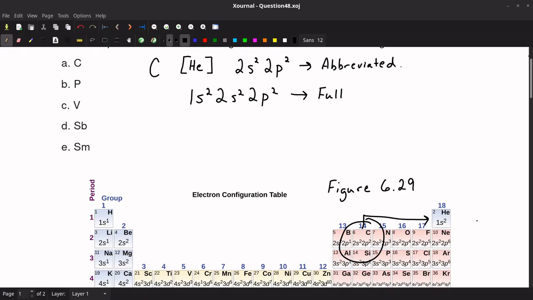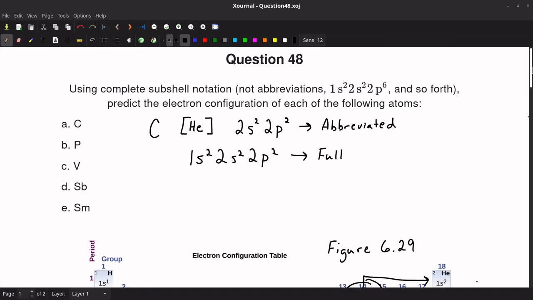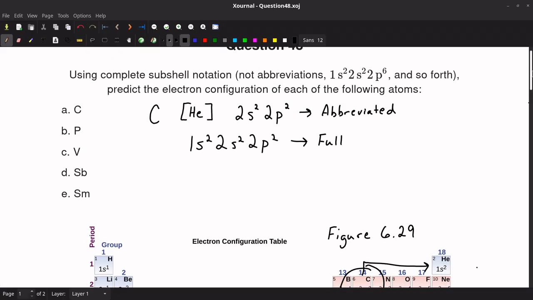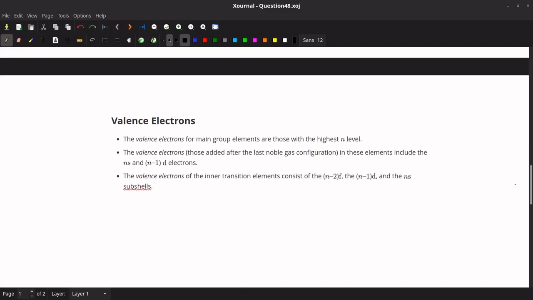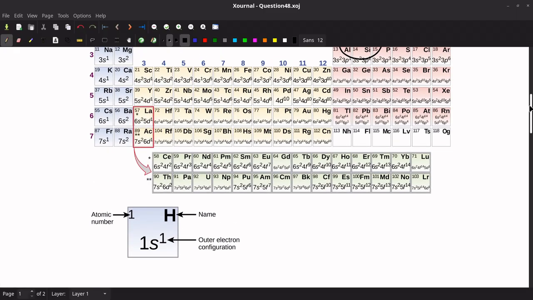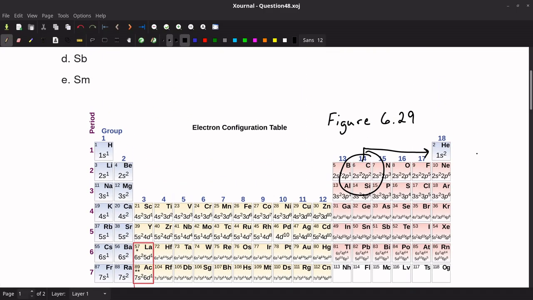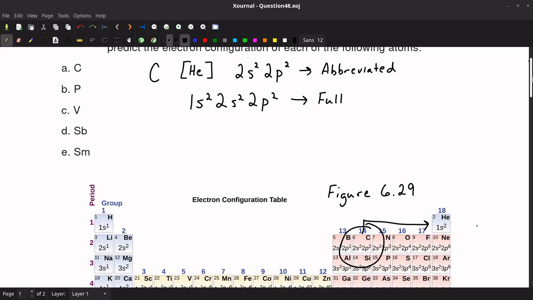for carbon. Now, the next thing that we're going to want to do, and they're not asking us to do this in this question, but the next bit of information we're going to want is how many valence electrons does carbon have here. So if we come down here, we have a couple of rules. The valence electrons for main group elements are those with the highest N level. And that's exactly what carbon is. It's a main group element because it's in this block right here. This is one of our main group elements.